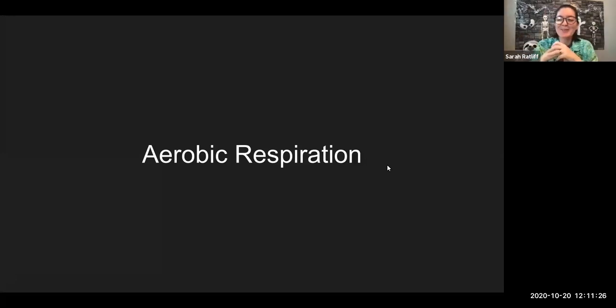So aerobic respiration. Yesterday we talked about anaerobic respiration, how when we go through glycolysis, the absence or presence of oxygen determines which direction we go, anaerobic or aerobic. So yesterday, anaerobic, no oxygen, we go through alcoholic or lactic acid fermentation, depending on the organism.